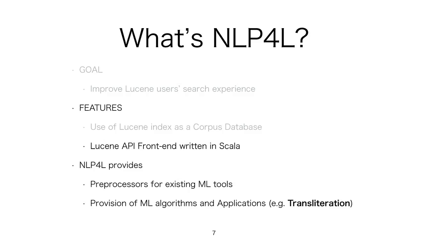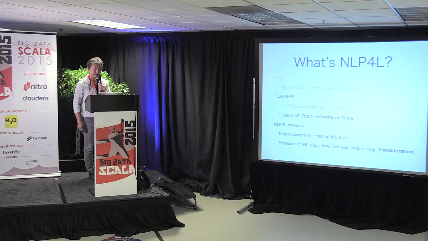There are some other aspects in our project, though. I'll show you the Transliteration program later. As it uses a hidden Markov model, when calculating probabilities for the HMM, it uses the Lucene index to get the word count.